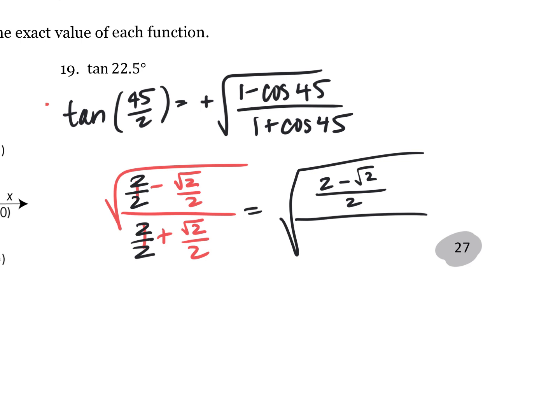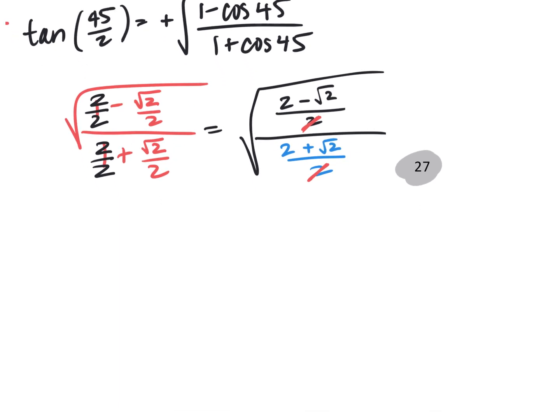What do I have on the bottom? 2 plus root 2 over 2. Yes. Cancel the 2 in the bottom. Do you agree the denominators do? Because as you said, Sammy, you knew we were going to be multiplying by a reciprocal. If and when we did that, one of those 2s would be on the top and one would be on the bottom. What am I left with? 2 minus root 2 over 2 plus root 2, with a big old root, right?